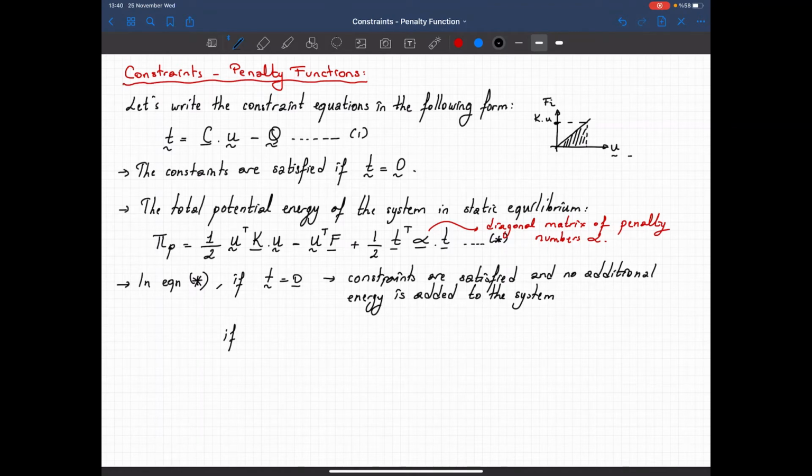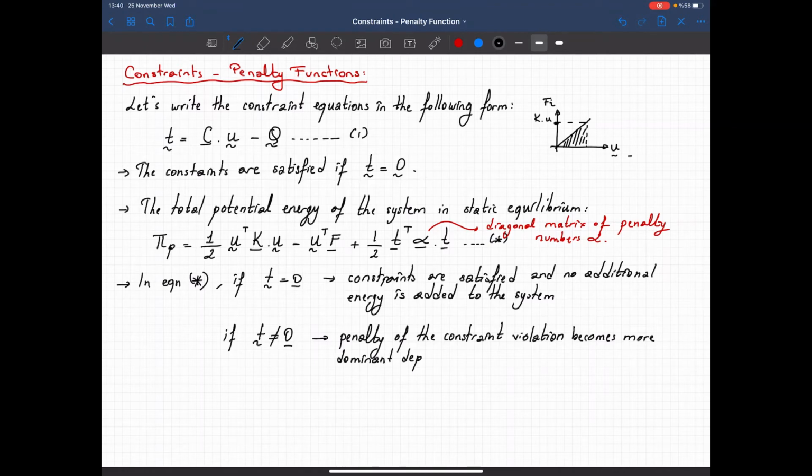The other condition, if you don't satisfy that, if the solution that we obtain doesn't satisfy that, so we are saying that the penalty of the constraint violation becomes more dominant, depending on the value of alpha. Okay?